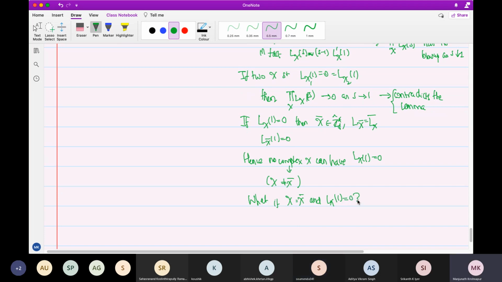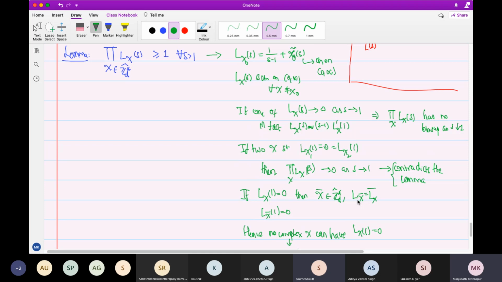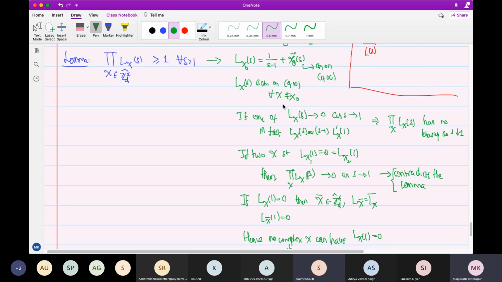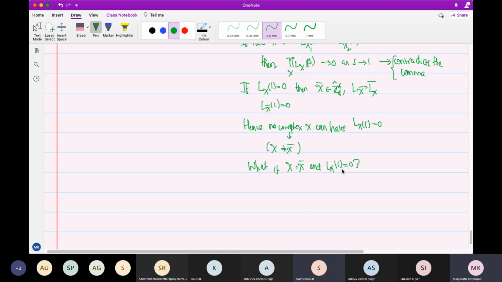What if chi equals chi bar and L chi of 1 is 0? There is no contradiction straight away, because one of the characters vanishes, one of them blows up. The product is still continuous, but it may stay above 1. Who knows? So it requires a longish argument.